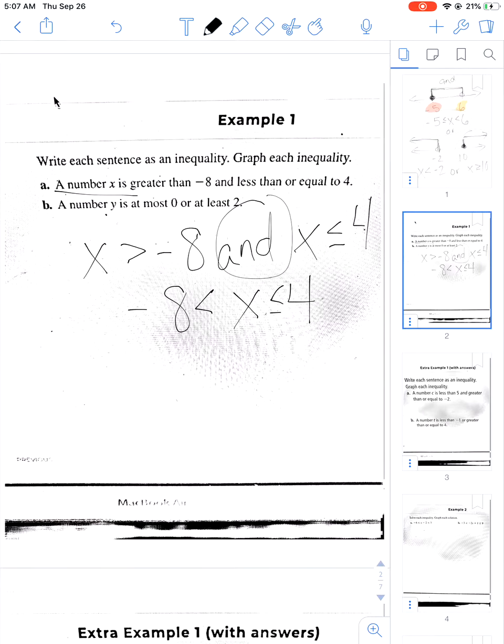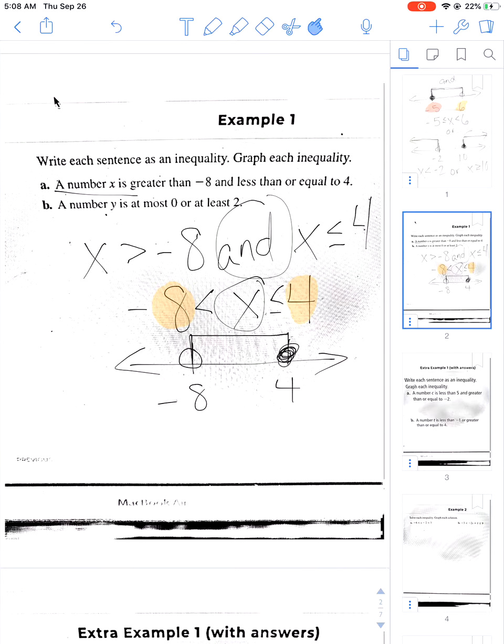And it wants us to graph that. So let's see. Smallest number first, biggest number last. -8 is open, 4 is closed. And since it's an and, I know it's all the numbers between, because x is trapped between -8 and 4.